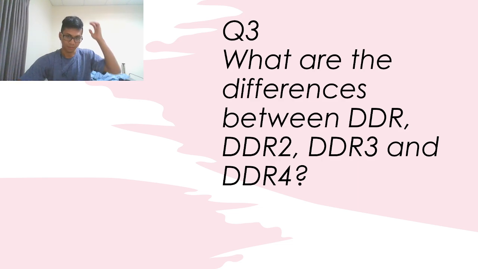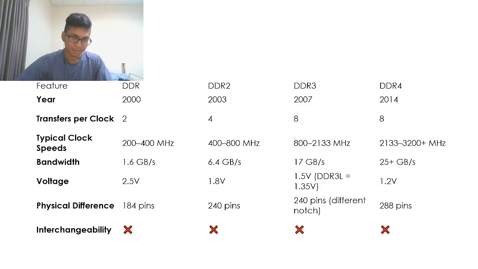So we start with question number 3. The question is: what are the differences between DDR1, DDR2, DDR3, and DDR4? DDR1 was developed in the year 2000, has two transfers per clock, and typically runs at 200 and 400 megahertz. The bandwidth is 1.6 gigabytes per second, the voltage is 2.5, and it has 184 pins.